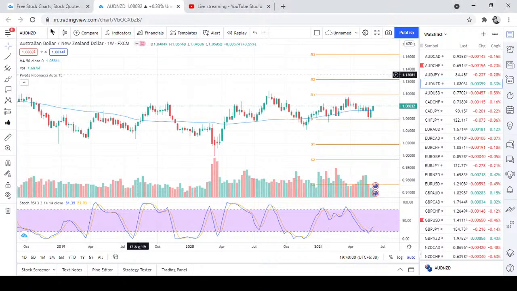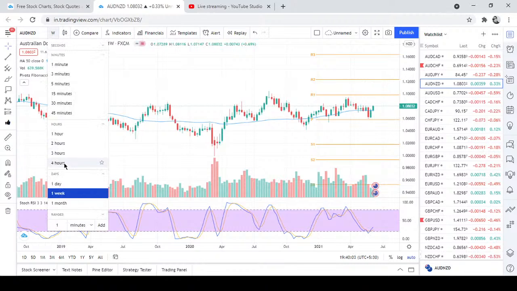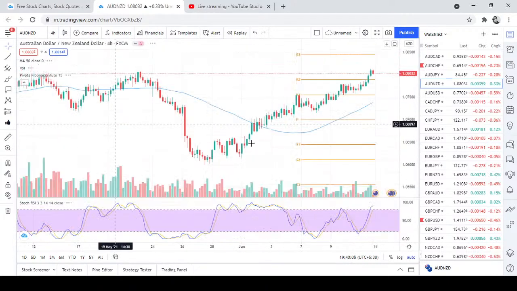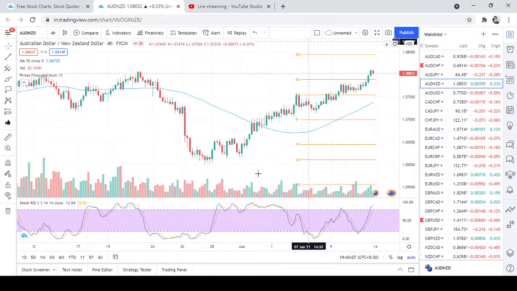Then what should be the strategy for the Australian dollar, New Zealand dollar? The strategy is simple. This is a trending market, and we can see that the market is also not taking support at any moving average or any trend line. Let's change the value of this moving average once and see.